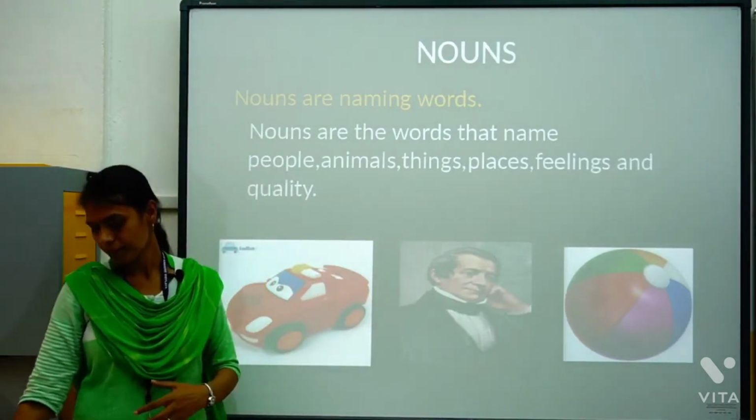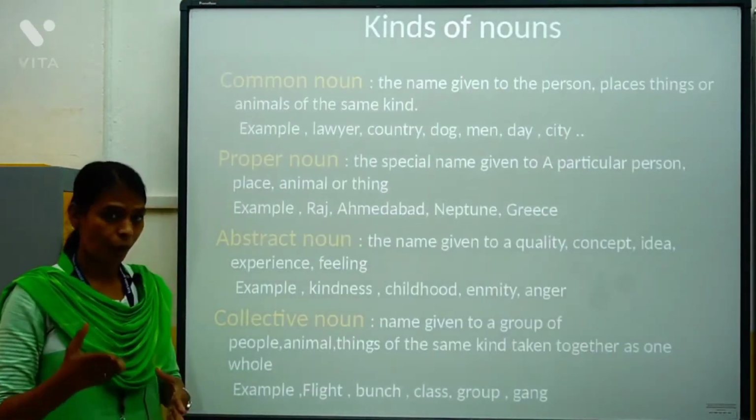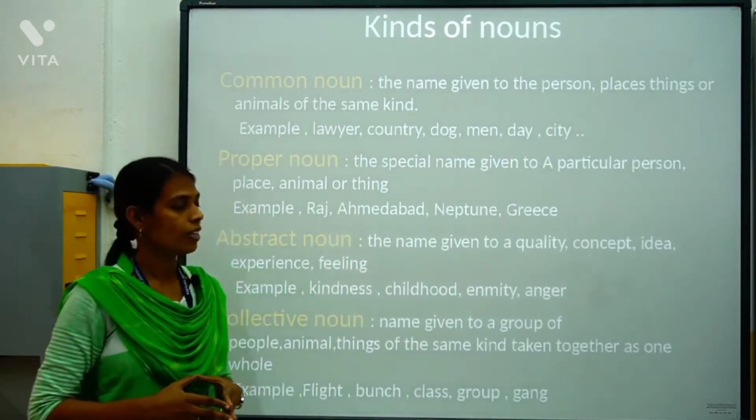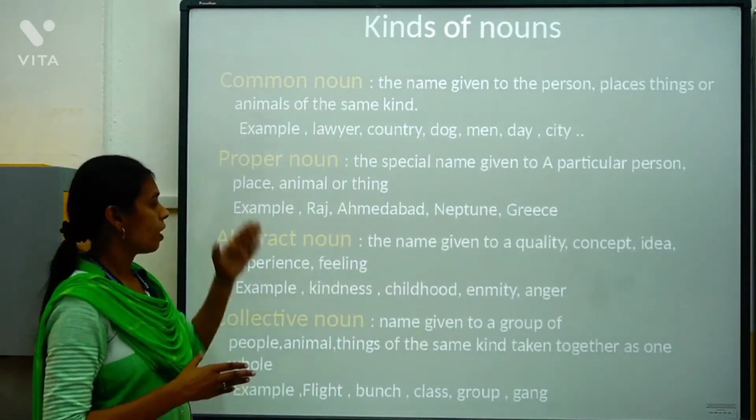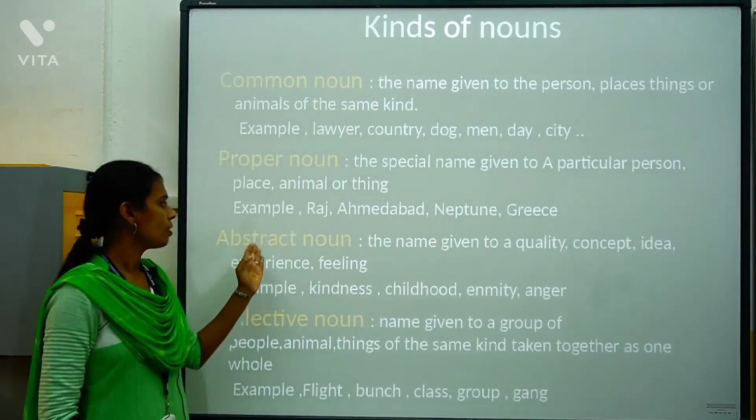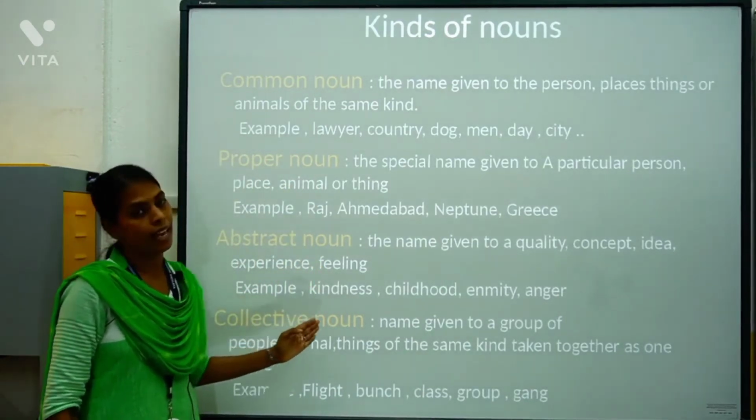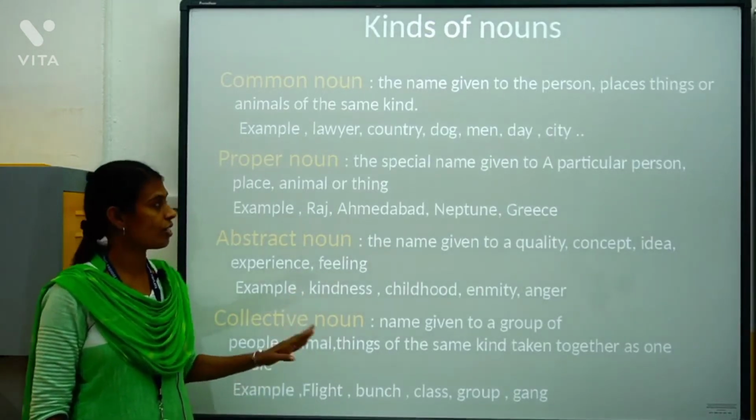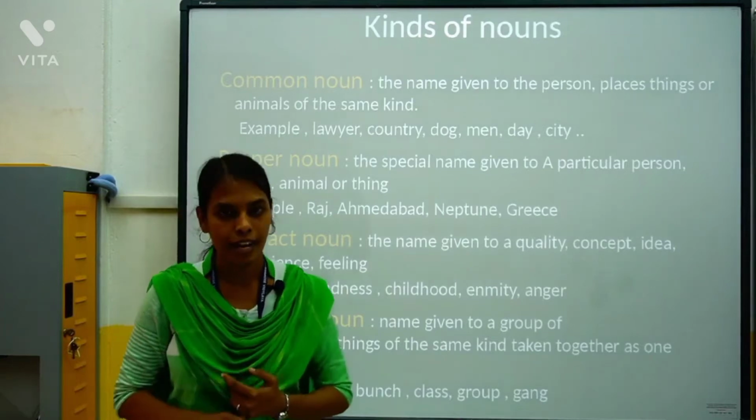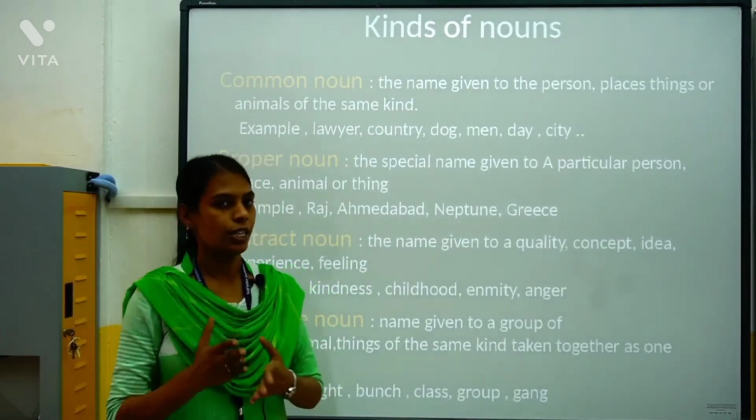Okay, now we are going to learn kinds of nouns. There are 4 kinds of nouns, and we'll see what those are. Common noun, proper noun, abstract noun and collective noun. What are those things, children? We are going to see what each one is.